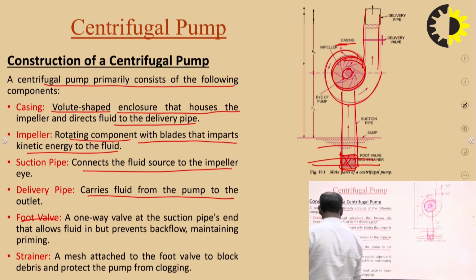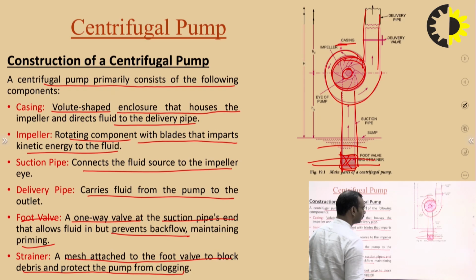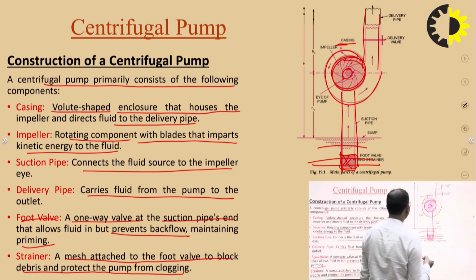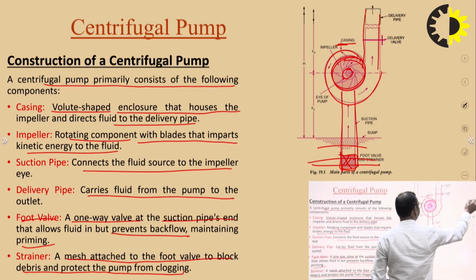What is a foot valve? It is a one way valve at the suction pipe end that allows fluid in but prevents backflow, maintaining prime. Then what is the function of the strainer? It is a mesh attached to the foot valve to block debris and protect the pump from clogging. So these are the main components and their functions of the centrifugal pump.